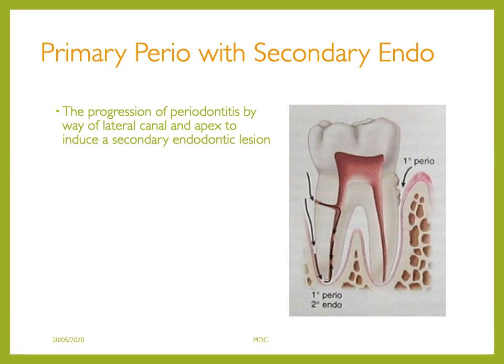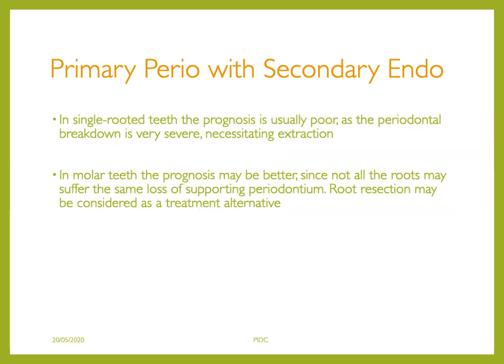In the picture again you can see along the margins it enters through the lateral canals or through the apical foramen. In single rooted teeth the prognosis is usually poor, as the periodontal breakdown is very severe, necessitating extraction. In molar teeth the prognosis may be better since not all roots may suffer the same loss of supporting tissue. Root resection may be considered as a treatment or intervention.